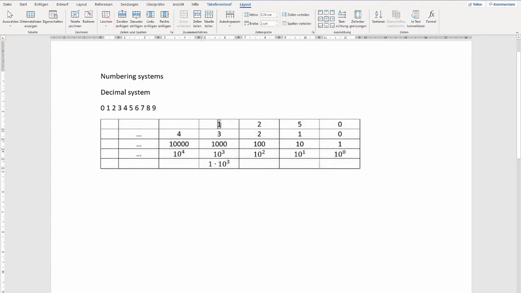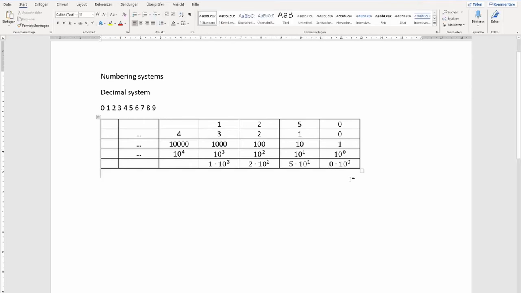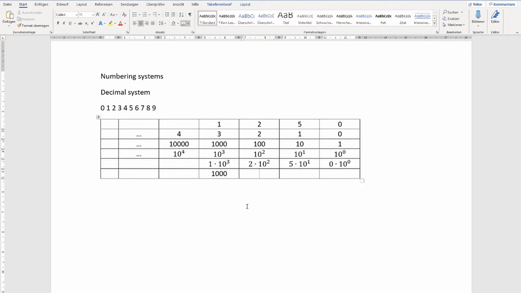1 time, because it's 1 here, 1 time 10 by the power of 3, then 2 times 10 by the power of 2, then 5 times 10 by the power of 1, and 0 times 10 by the power of 0. Yeah? And if we now calculate this, so we have 1000 here. Here we have 200. 2 times 100 is 200.